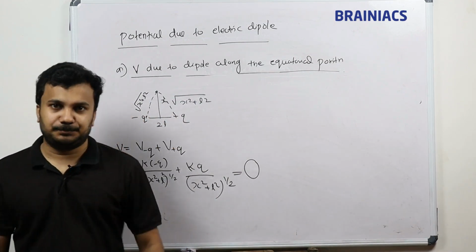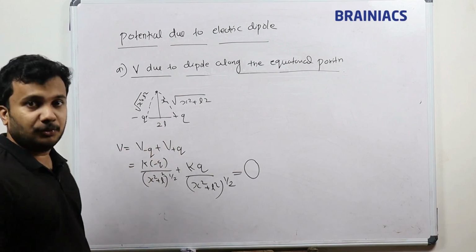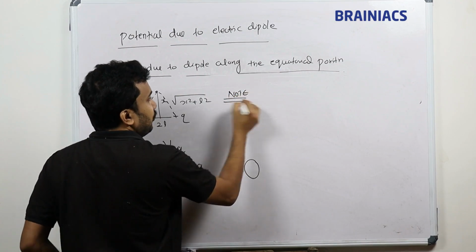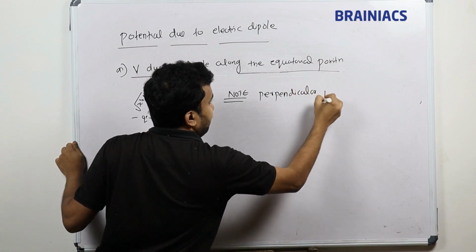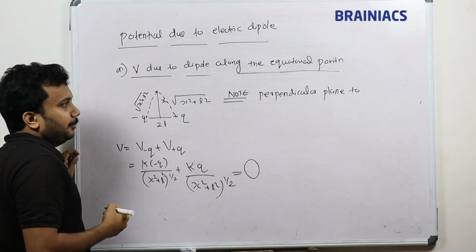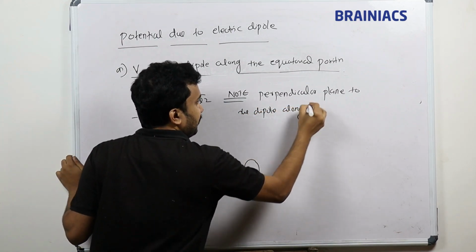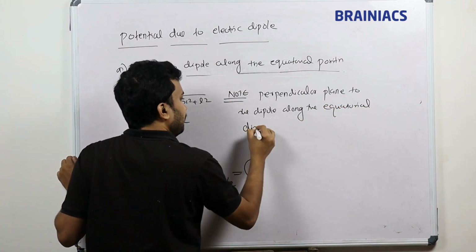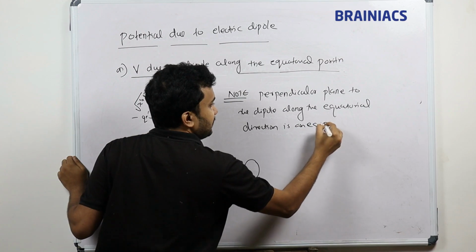That is important. Which means a plane perpendicular to the dipole is an equipotential surface. So write down a note. This is important. Write down a note: Perpendicular plane to the dipole along the equatorial direction is an equipotential surface.